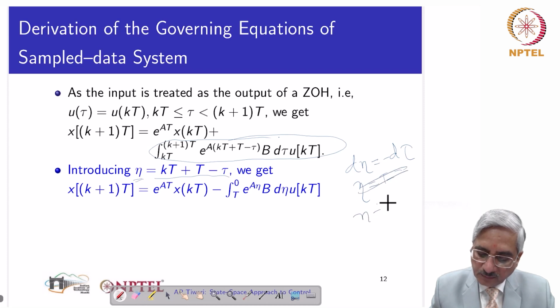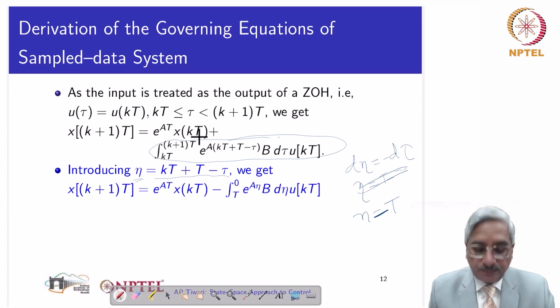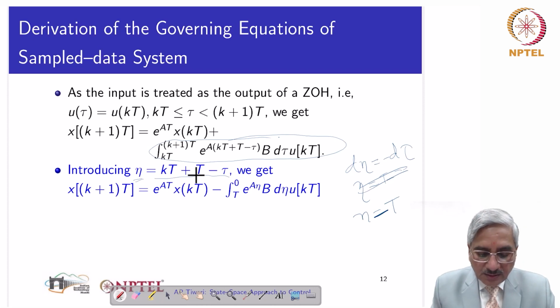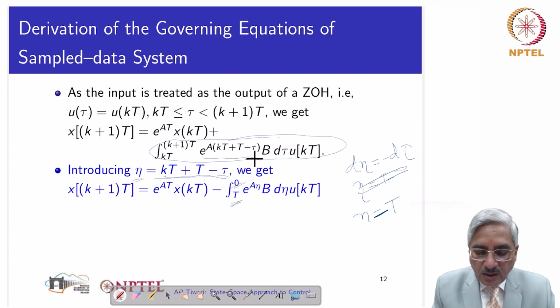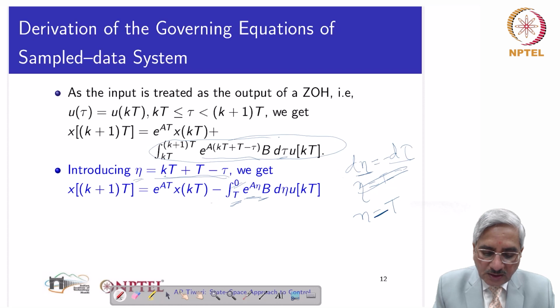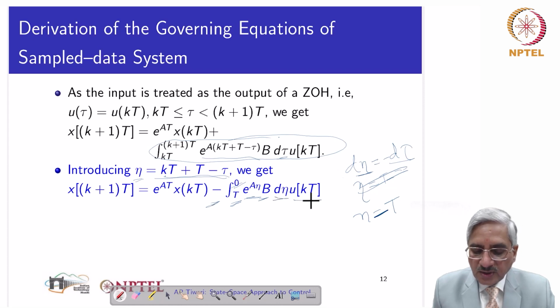And if tau equals (k plus 1)T, then eta will be 0. We can check this by substitution. So the lower limit of the integral becomes T, the upper limit of the integral becomes 0, and this is now e power A eta, B as it is, d tau is minus d eta, so that is why this minus sign, d eta, and u(kT) were taken out of the integral.